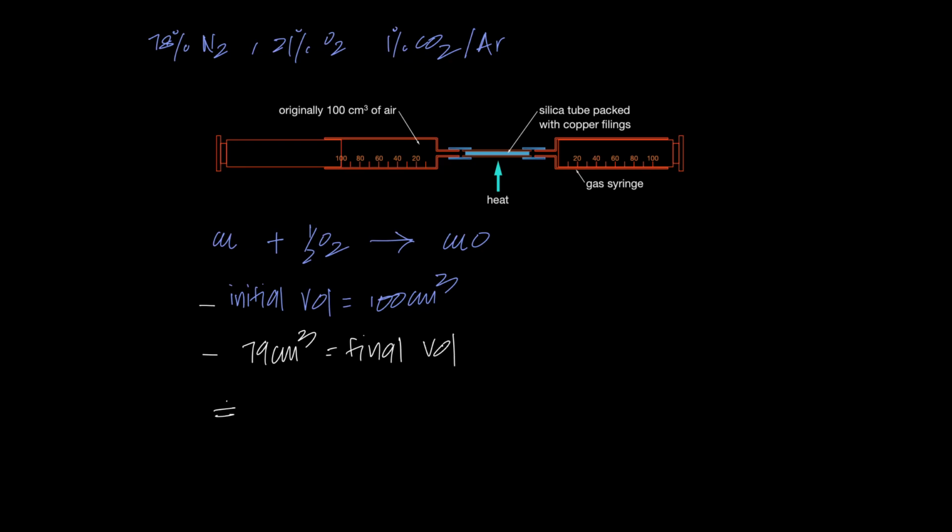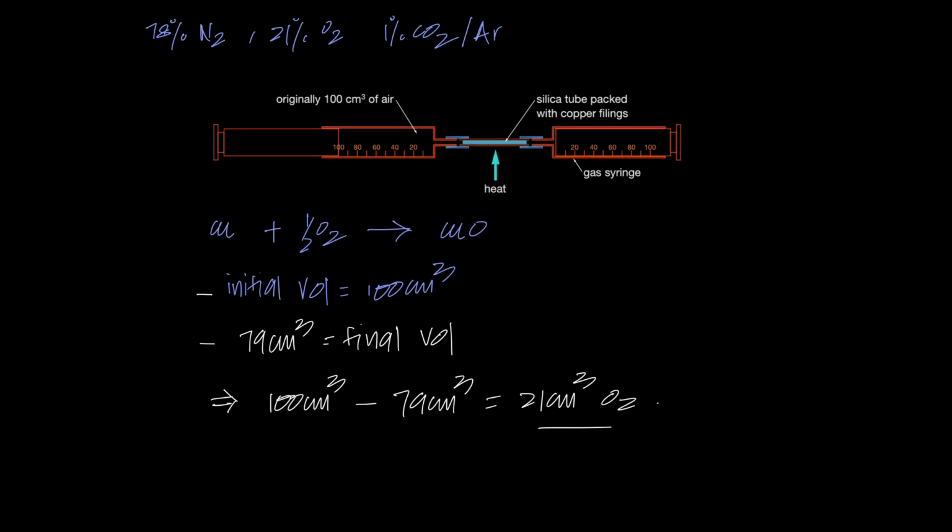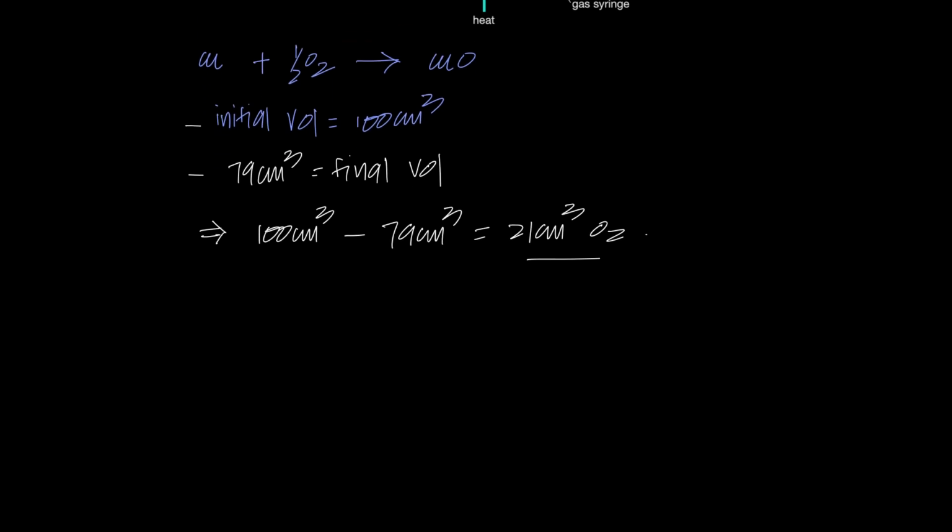So how do you go about it? Actually, initial is greater, right? So I'll take the 100 cm³, that's the initial volume, minus 79 cm³, that's the volume which was left, and 21 cm³ is the volume of oxygen that was actually used up, right? So that's the volume of oxygen, and then in the end you'll just calculate the percentage.